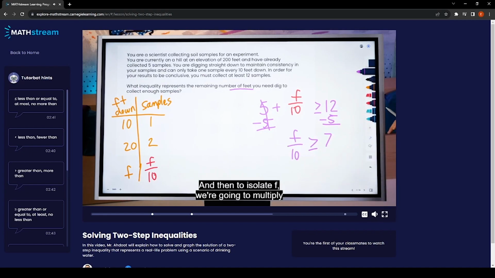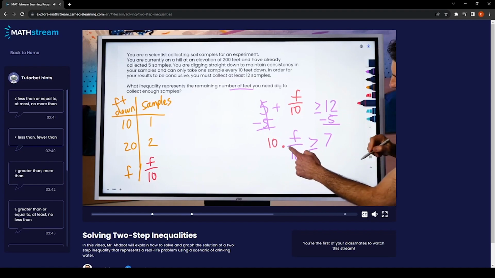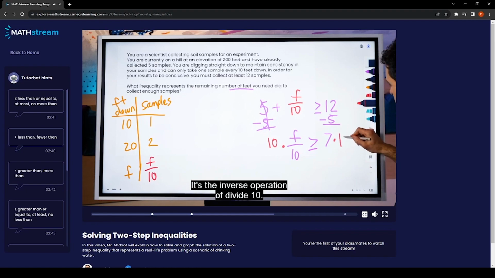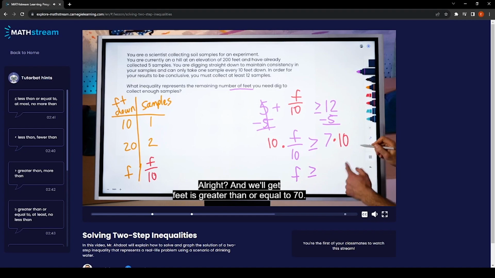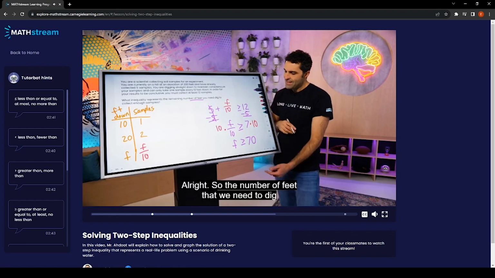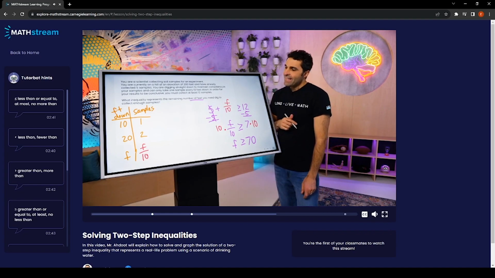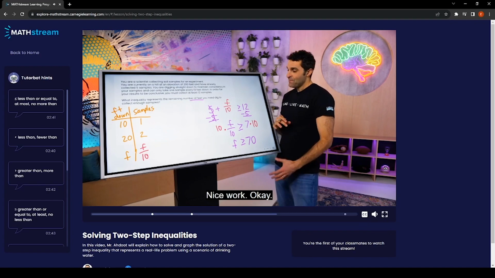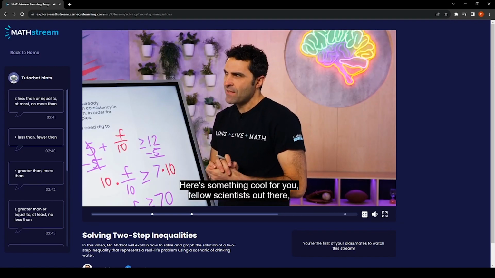And then to isolate F, we're going to multiply both sides by 10. It's the inverse operation of divide 10. All right, and we'll get feet is greater than or equal to 70. So the number of feet that we need to dig is 70 or more. Nice work.